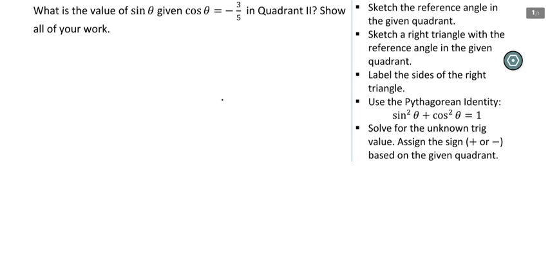This is Mr. Chung. What is the value of sine of theta given cosine of theta is equal to -3/5 in quadrant 2? Show all of your work. First, let's sketch the reference angle in the given quadrant.